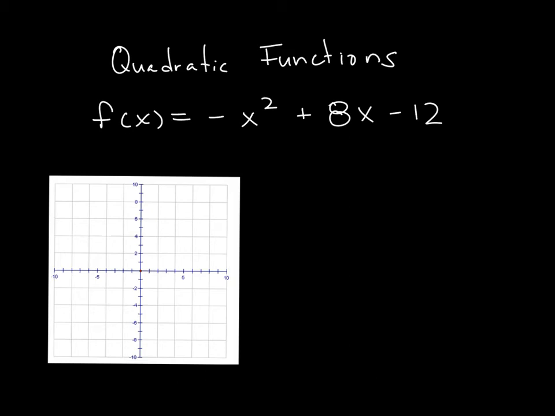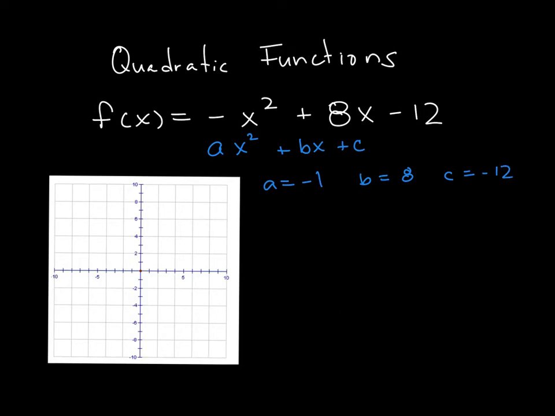Okay, so this is a quadratic that is in what's called standard form. So standard form here just means that it's ax squared plus bx plus c. In this case, a is equal to -1, b is equal to 8, and c is equal to -12.